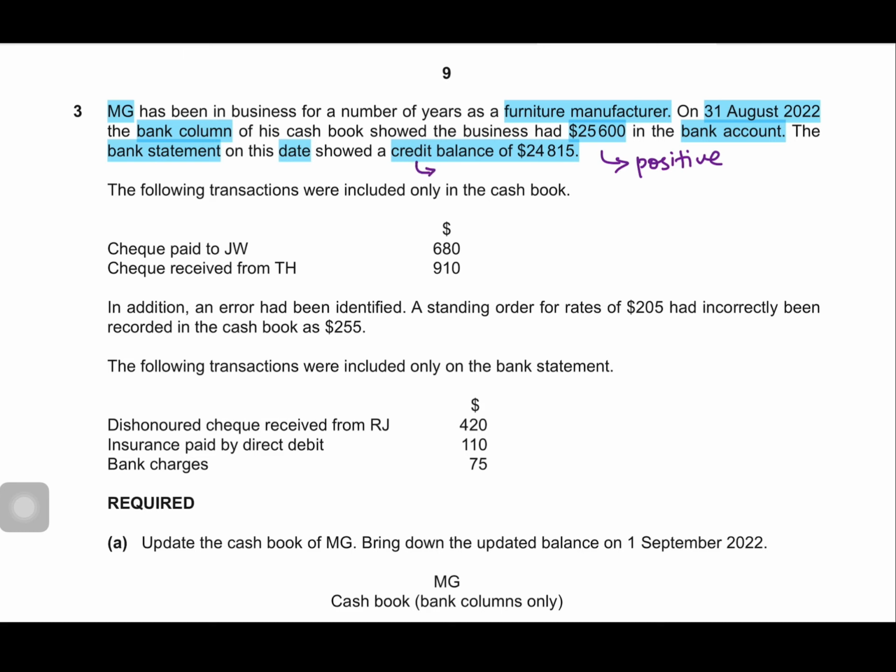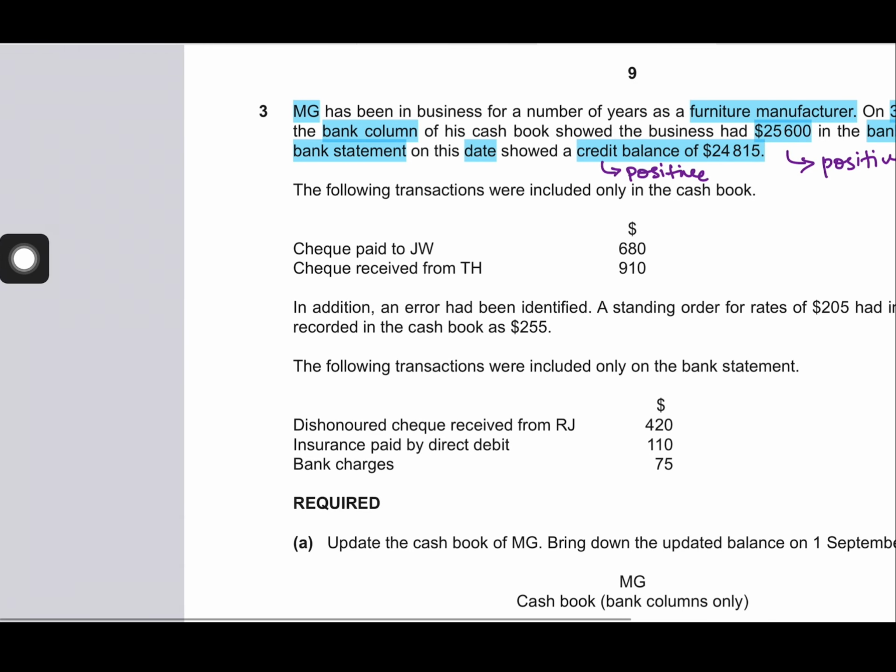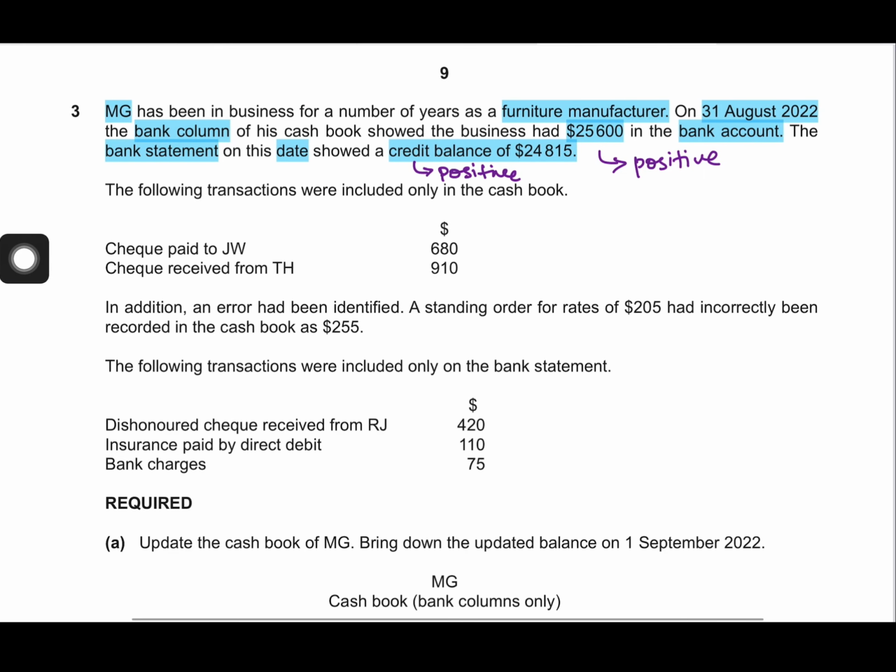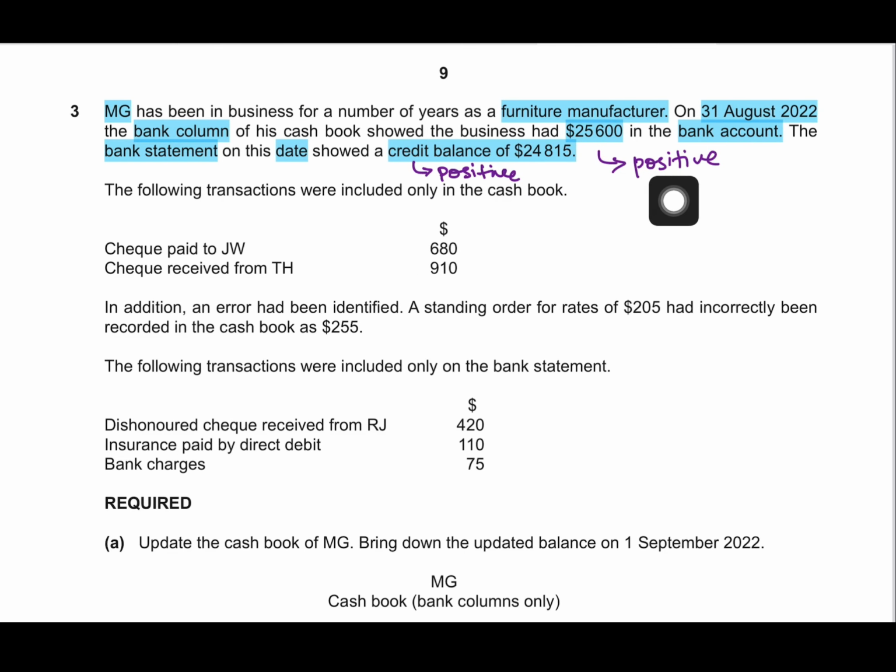So a credit balance means a negative balance in the cash book, but a credit balance in the bank statement means a positive balance. So plus sign. And the amount is 24,815. So of course they are not matching with each other.